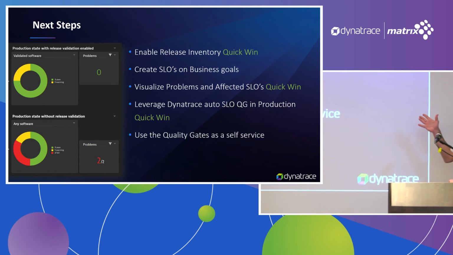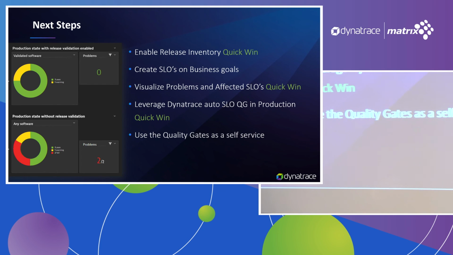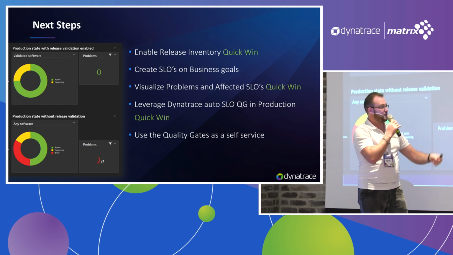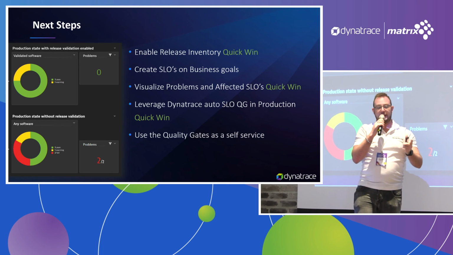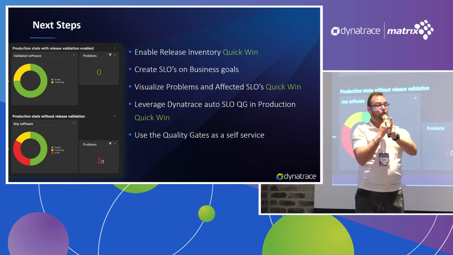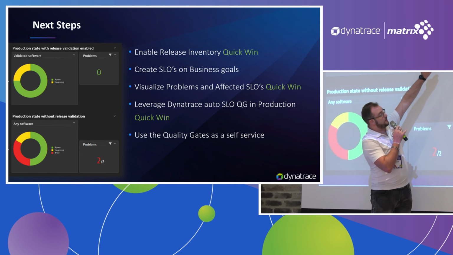I believe enable the release inventory. We didn't get a chance to show that to you today. That's one area that we missed. But you can centralize your releases from Jenkins, Code Pipeline, Azure DevOps. And Dynatrace will give you a single pane of glass of all your releases and show you which vulnerabilities were introduced and which problems were introduced per release. Very cool. Takes 5 minutes to enable this.